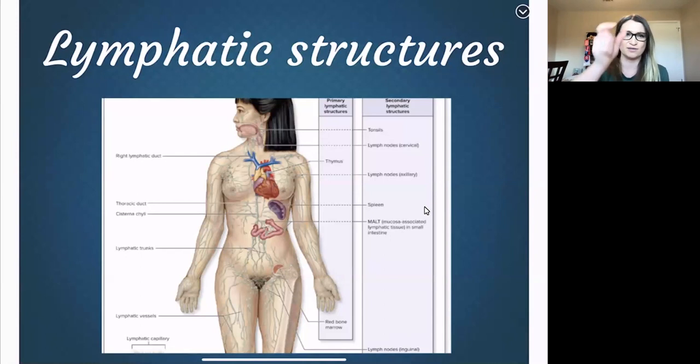And notice that there's a box that says primary lymphatic structures. There's also a box that says secondary lymphatic structures. So make sure when you're done with this chapter that you're able to tell me which ones are primary and which ones are secondary, and what the difference is between them, which I will cover in a little bit.